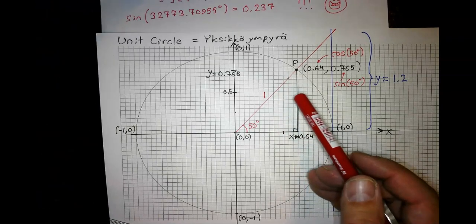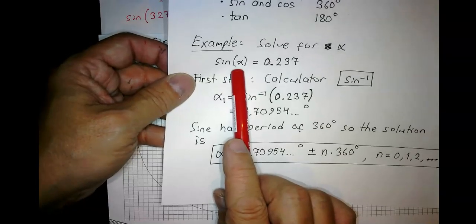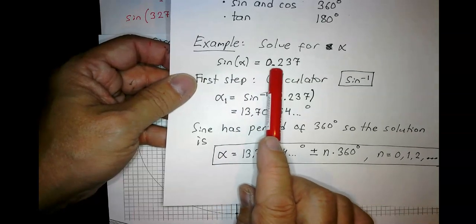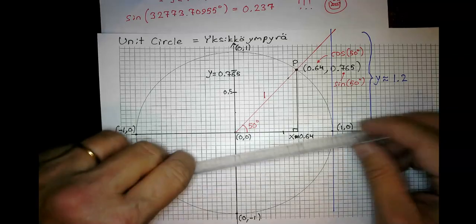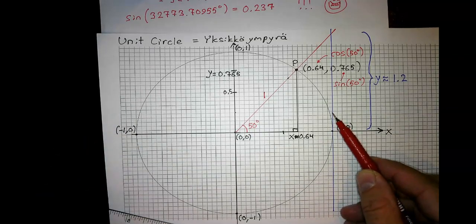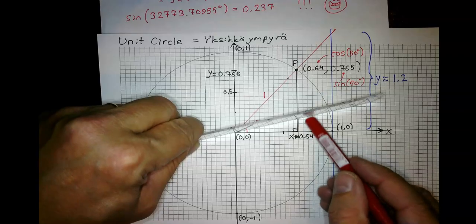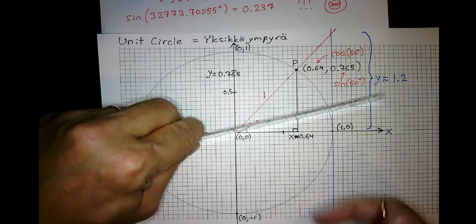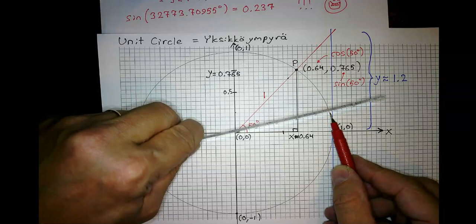We had this equation here that told us that this angle alpha is such angle that the sine of that angle gives us 0.237, and we checked that angle there because there was the height of the point, and I approximated that the angle there was about 14 degrees or 13.7, I guess, was the more exact value, because the height of this intersection point was 0.237.